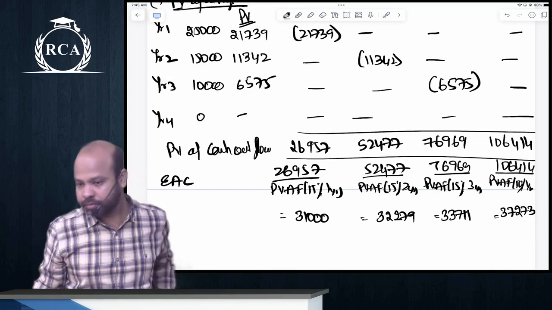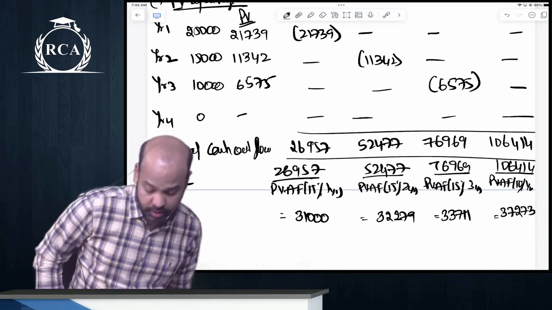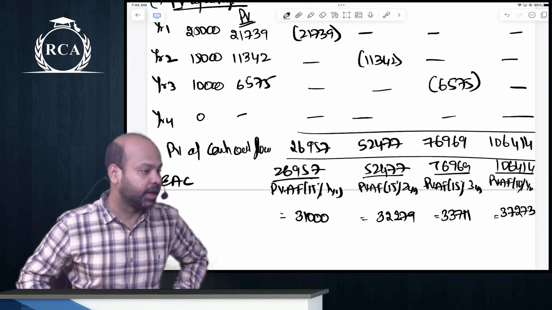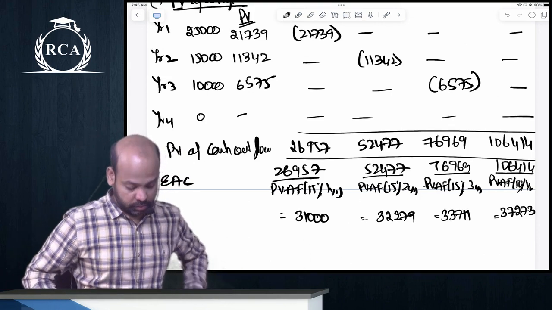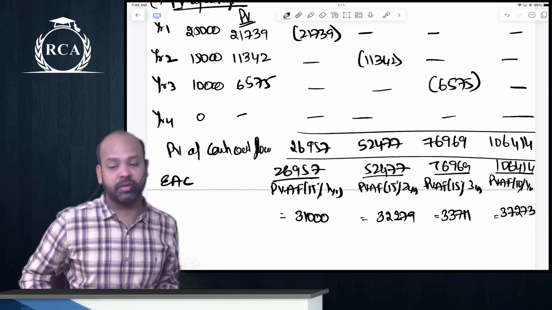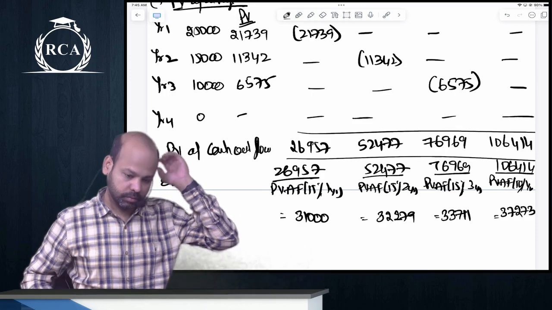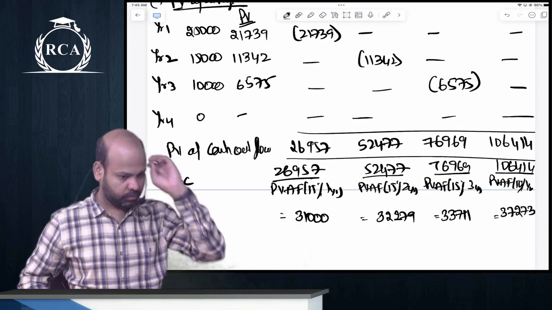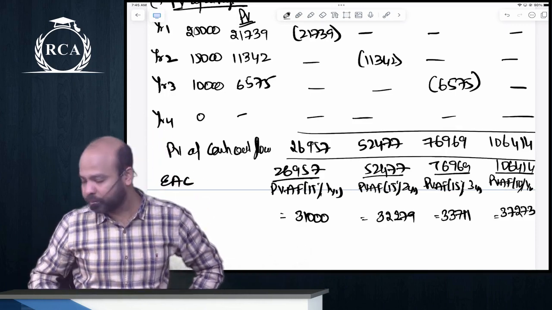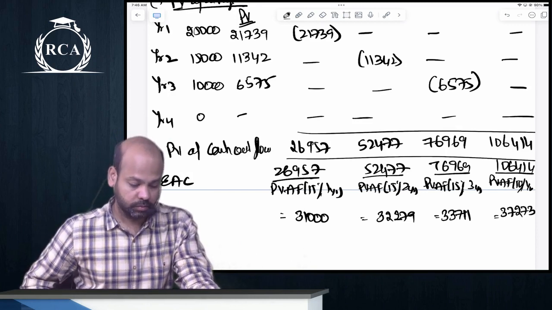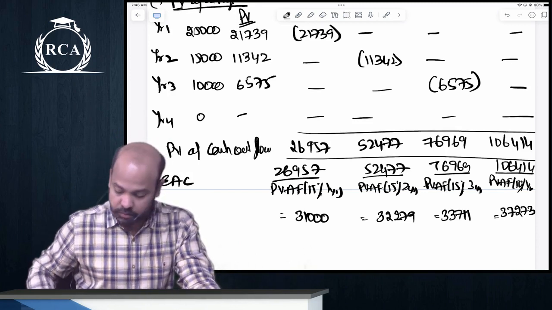Yes, beta. Is it done, guys? Please write the conclusion, guys. It is better to replace the machine immediately. Any doubt?